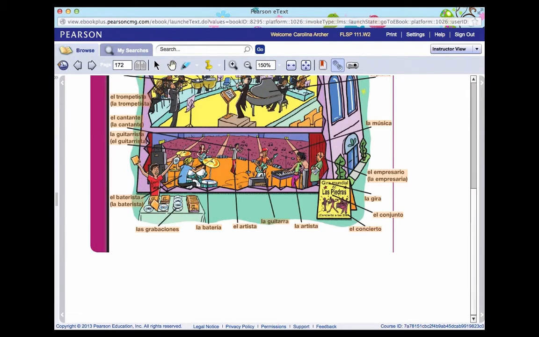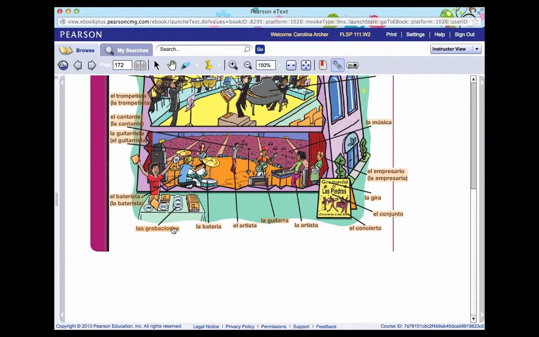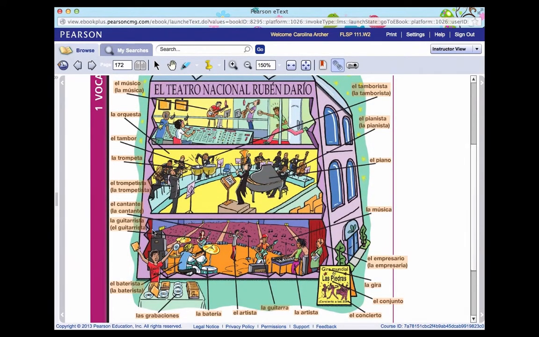La artista, the artist, and it can also be el artista. La guitarra, the guitar. El artista, there it is. La batería, the percussion. Las grabaciones, the recordings. El baterista. Baterista is the one that plays the percussion instruments. Okay. El baterista or la baterista if it's a girl. La guitarrista, it's a girl, or if it's a guy, it's el guitarrista. El cantante, the singer, or el artista also, or la cantante.